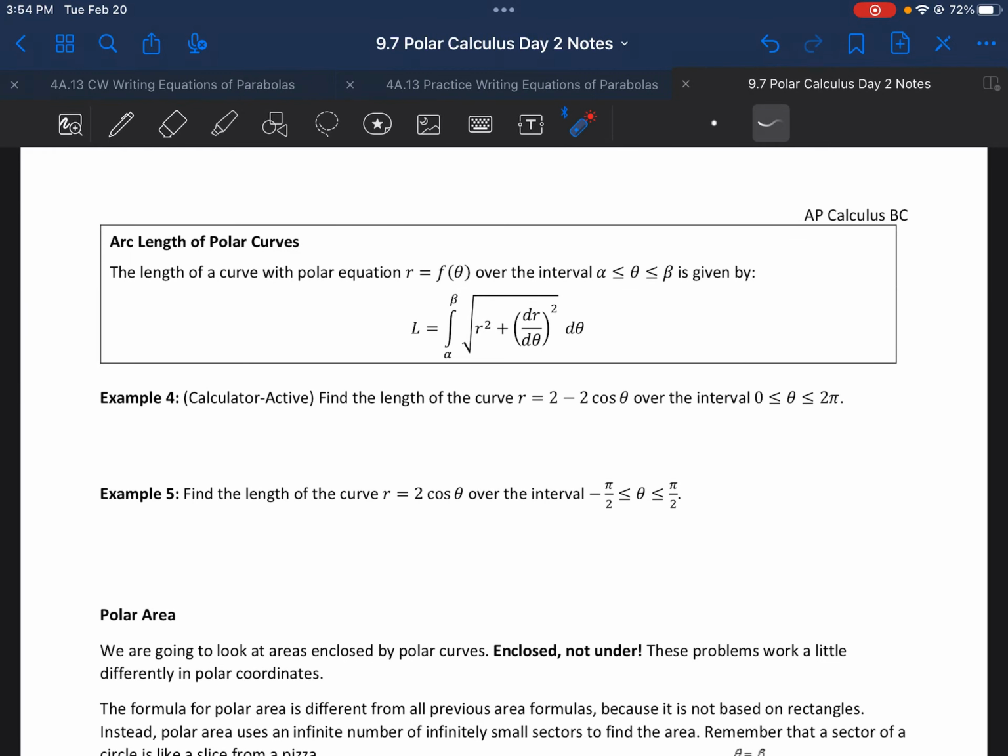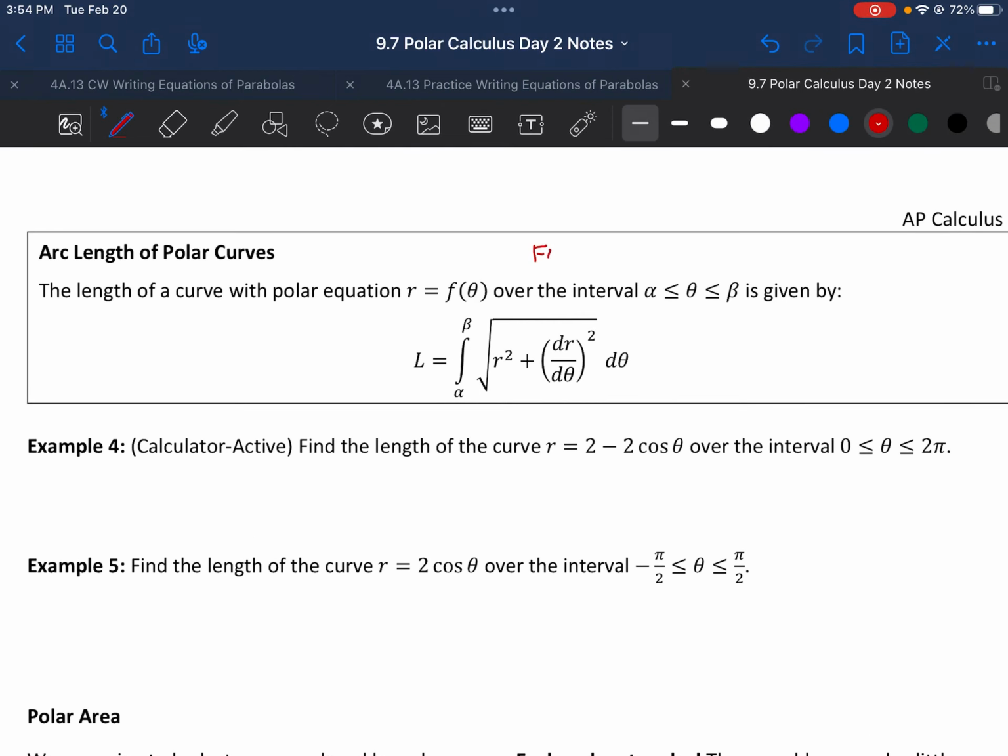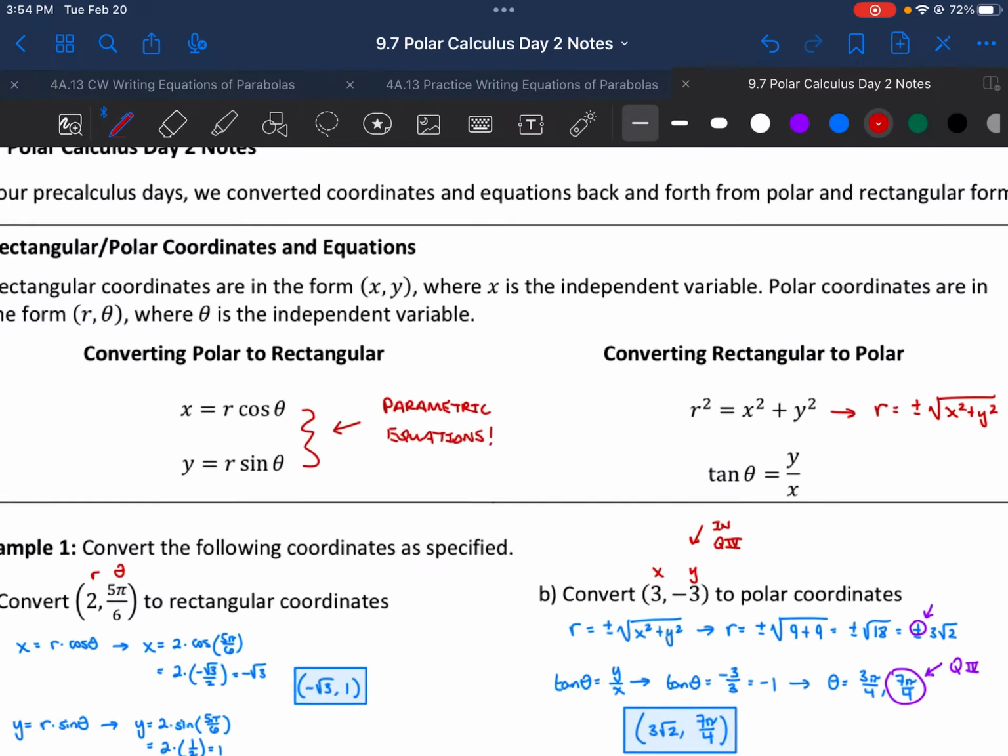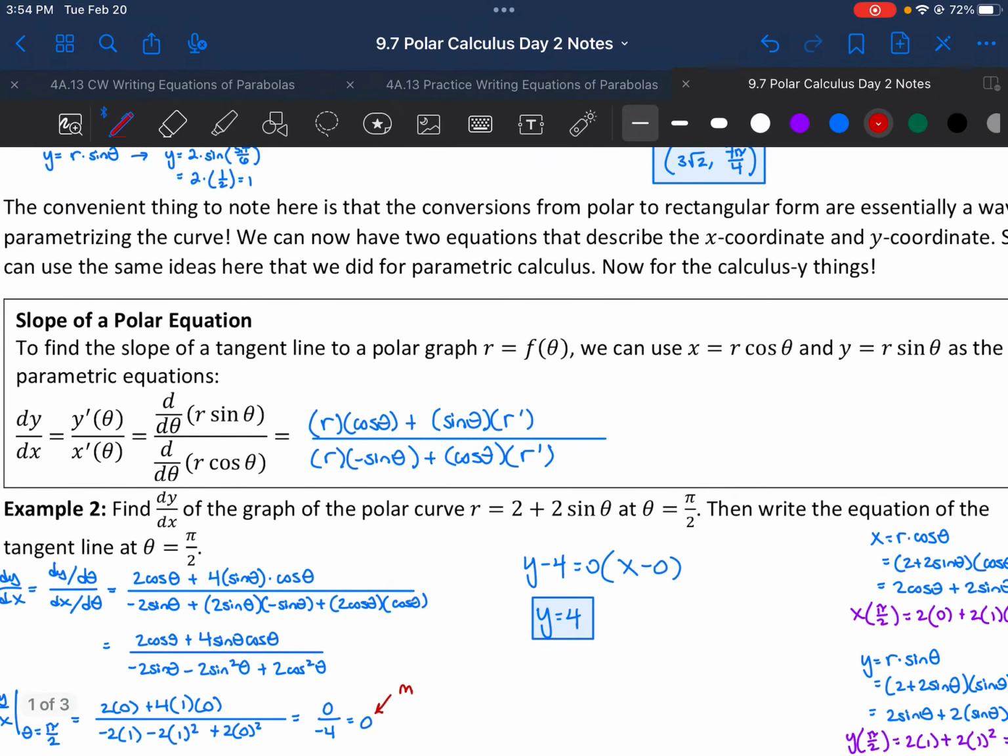All right. Next little topic here is arc length of polar curves. We're again going to go ahead and turn this into a flashcard. So flashcards so far: this one, this one, slope of a polar equation. This would be a good flashcard.